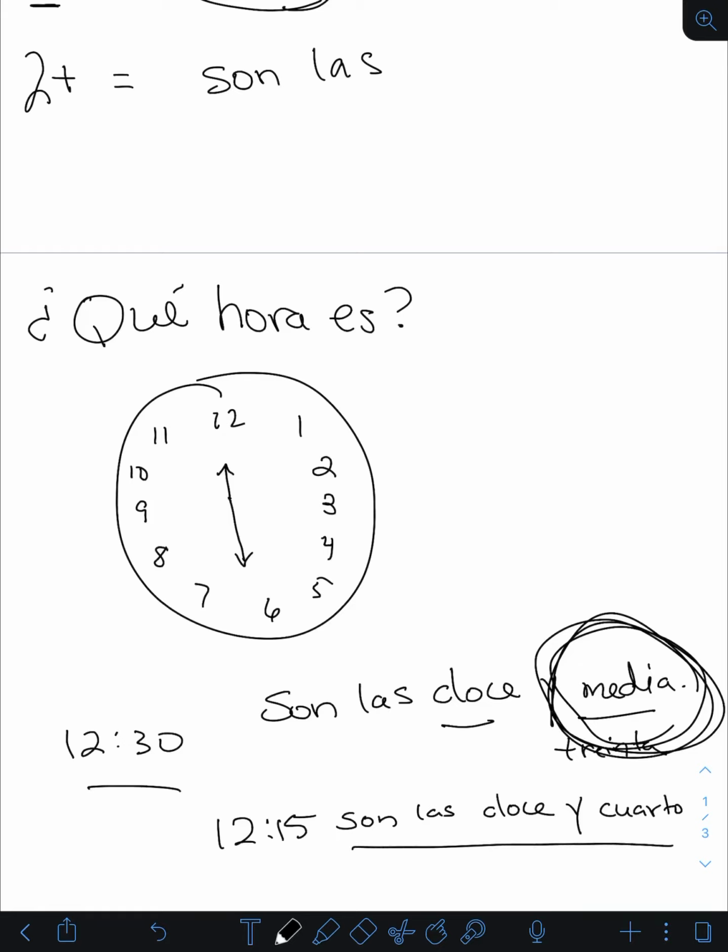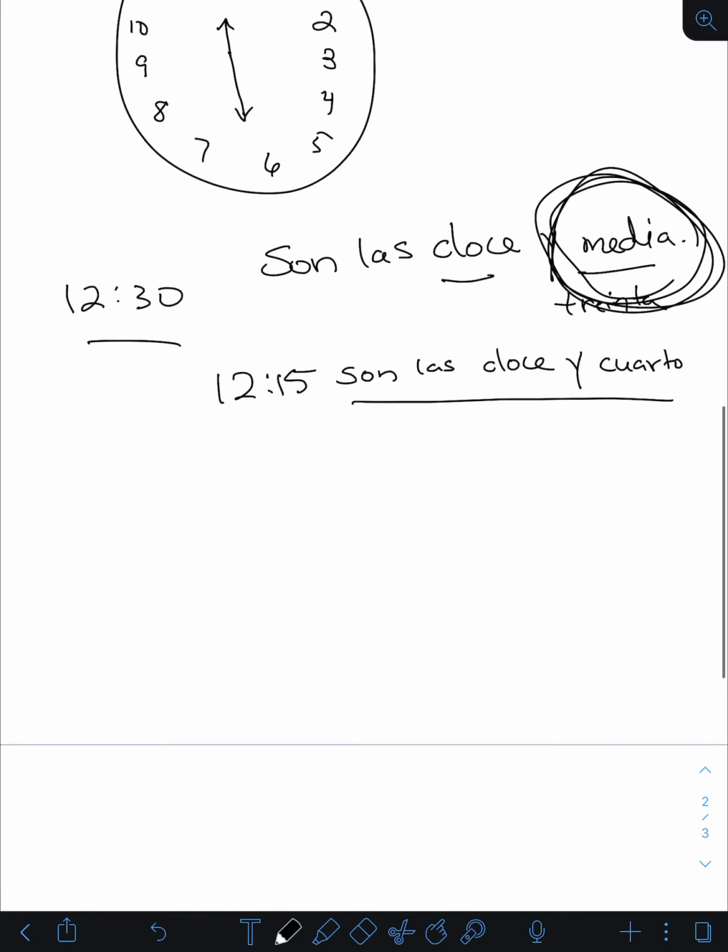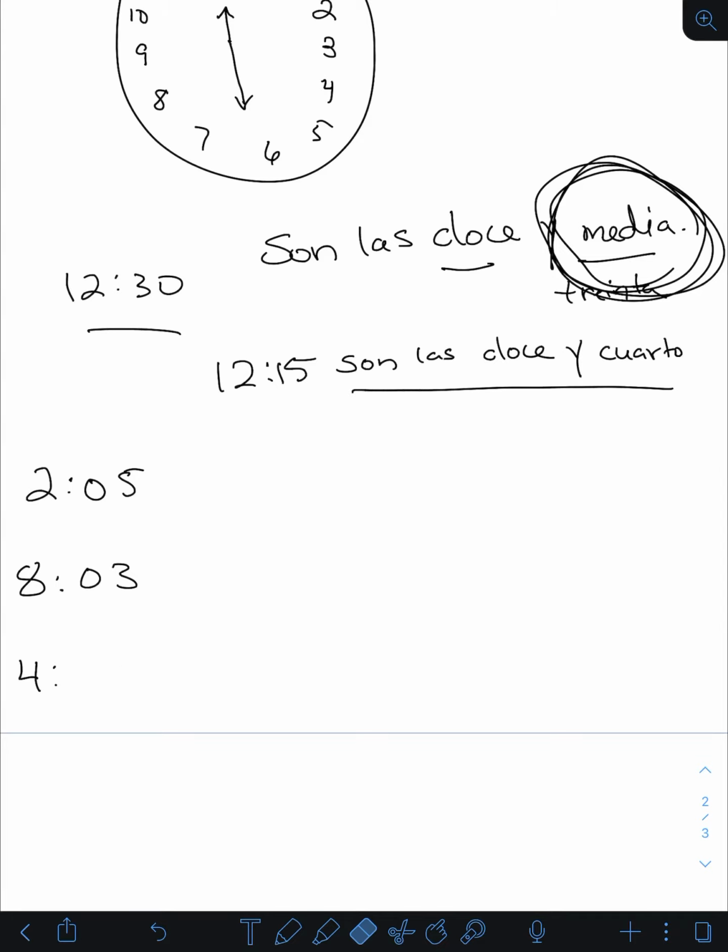So if you guys don't get the theme here, let me put some times out here. We've got 2:05, let's say 8:03, and a 4:20. Nope, you guys are going to make fun of that one, so let's change that up. Let's go 4:10, okay? So 2:05, is it es la or son las? It's a question mark.